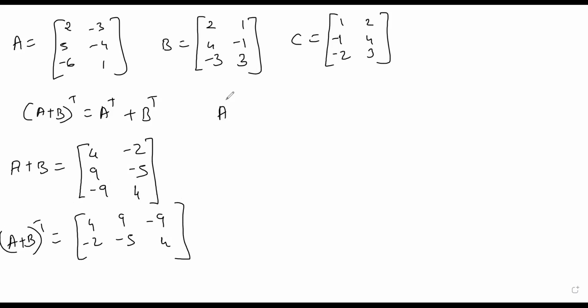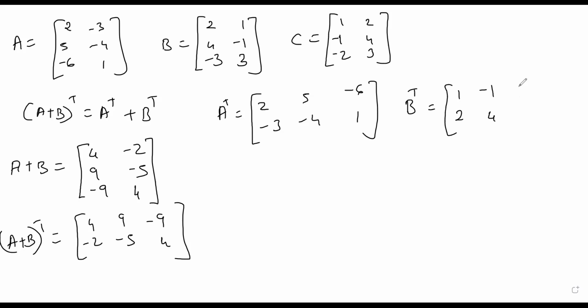Now A transpose. इसका ट्रांसपोज क्या होगा? 2 minus 3, 5 minus 4 minus 6, 1. What is B transpose? 1, 2 minus 1, 4 minus 2, 3.